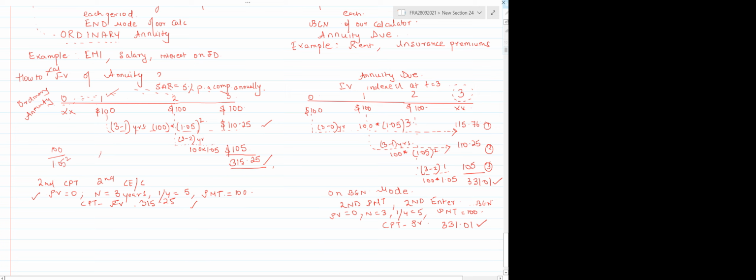Right. This third cash flow that occurs at the end of year 3, I'll bring it back to time 0. 100 divided by 1.05 to the power 3. And the first cash flow would be 100 divided by 1.05. And when I add all these three cash flows, I'll get the present value. Right.